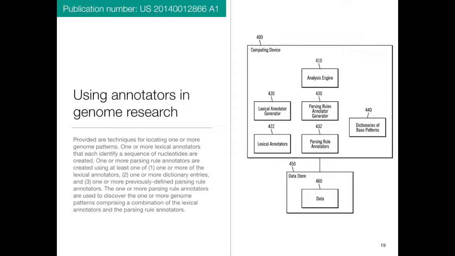Number 18. Using annotators in genome research. Provided are techniques for locating one or more genome patterns. One or more lexical annotators that each identify a sequence of nucleotides are created. One or more parsing rule annotators are created using at least one or more of: 1, the lexical annotators, 2, one or more dictionary entries, and 3, one or more previously defined parsing rule annotators. The one or more parsing rule annotators are used to discover the one or more genome patterns comprising a combination of the lexical annotators and the parsing rule annotators.